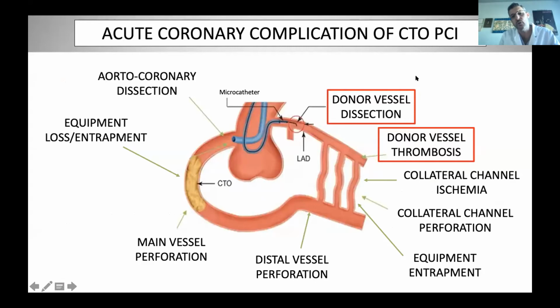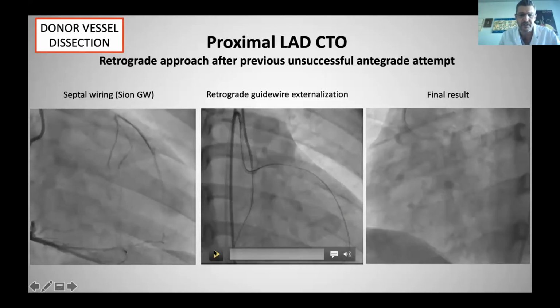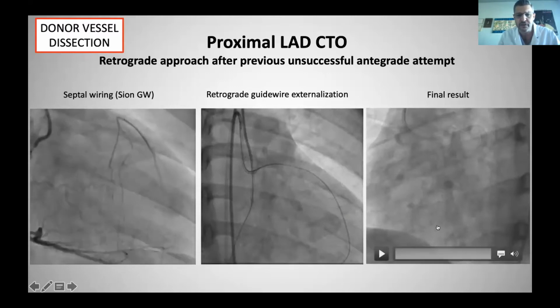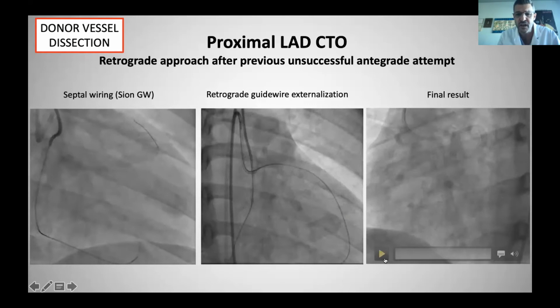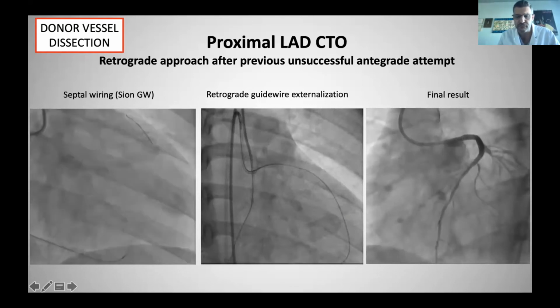When we talk about other complications that are specific to the retrograde approach, we can talk about donor vessel dissection and donor vessel thrombosis as well. Donor vessel dissection is very important, and all operators should check for the integrity of the donor vessel before removing the retrograde gear, because sometimes it could be a catastrophic situation.